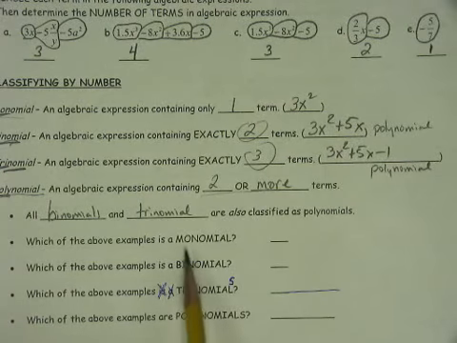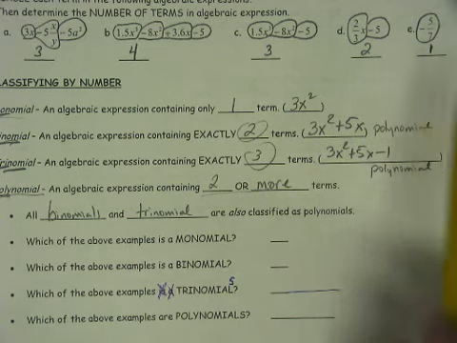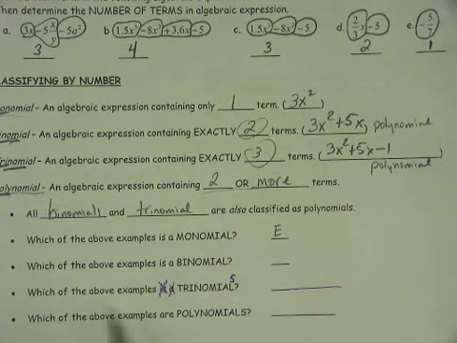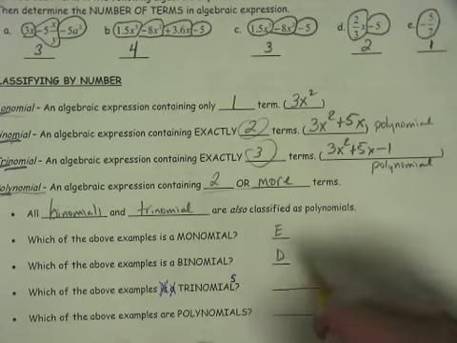So which of these are monomials? Monomials are going to be one term. So we only have one of them that has one term, and so that's going to be letter E. Next one, which of the above examples is a binomial? A binomial has 2 terms. That'll be letter D.